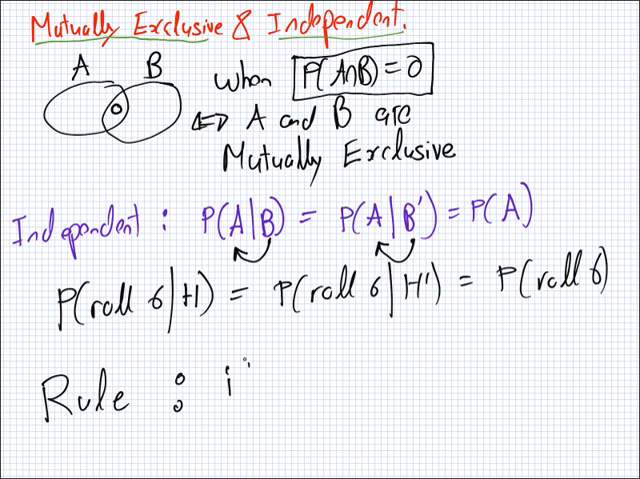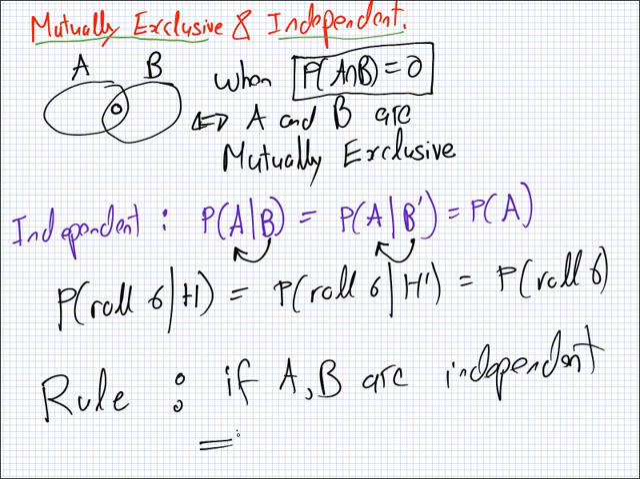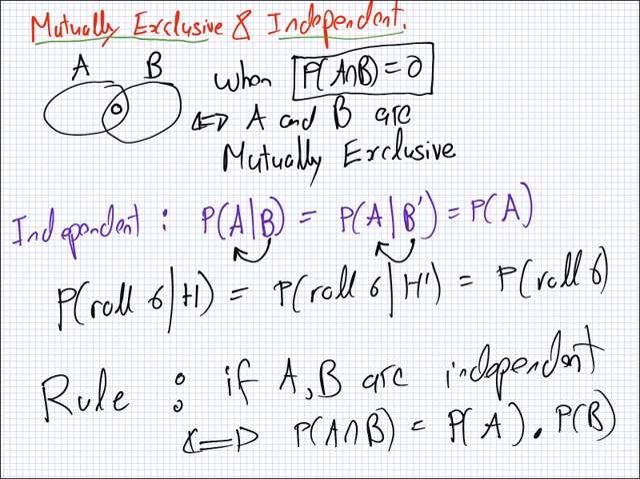If A and B are independent, then the probability of A and B is equal to the probability of A times the probability of B. Why not plus? Plus is OR. Now this should seem familiar.